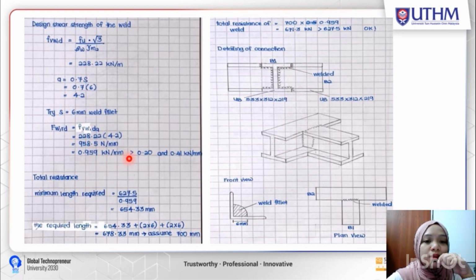and the FWRD would be 0.959 kN per meter, which is bigger than 0.2 and 0.41 kN per millimeter, which is the factor of safety of both of the beam. Therefore, it is okay to use this.